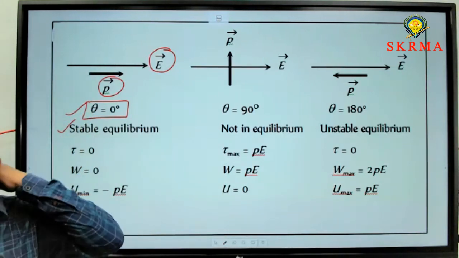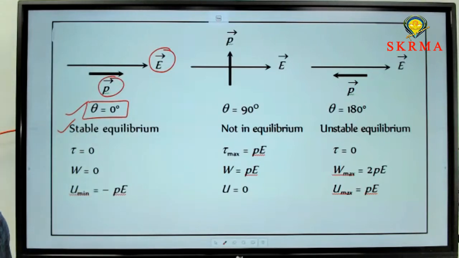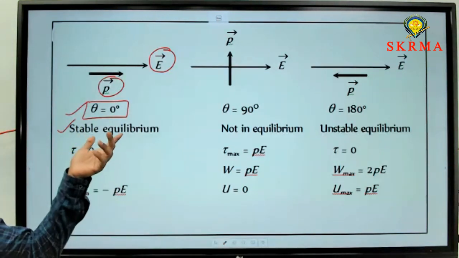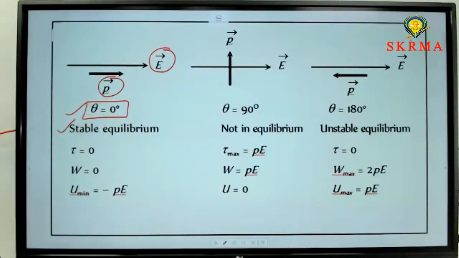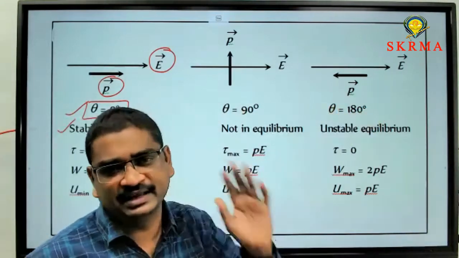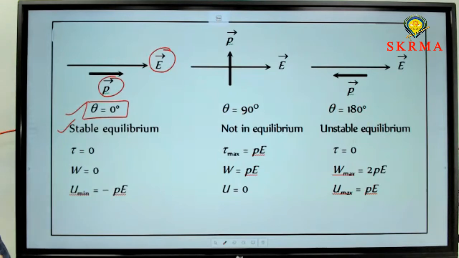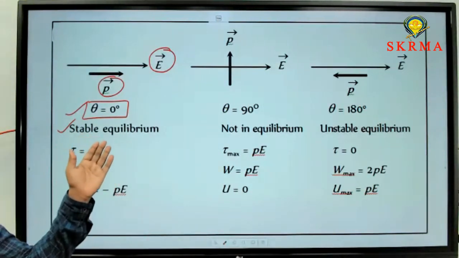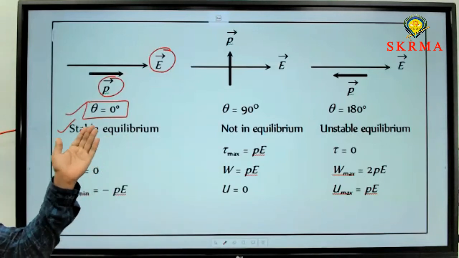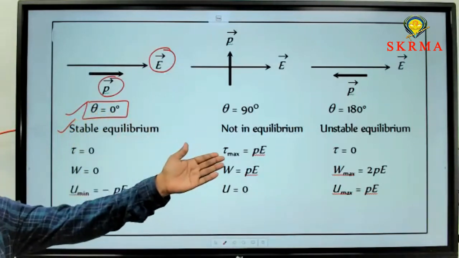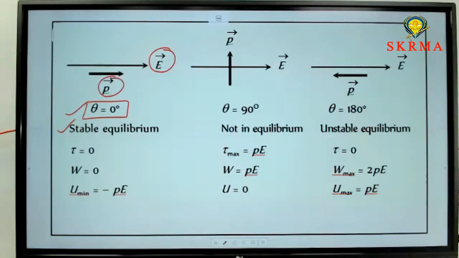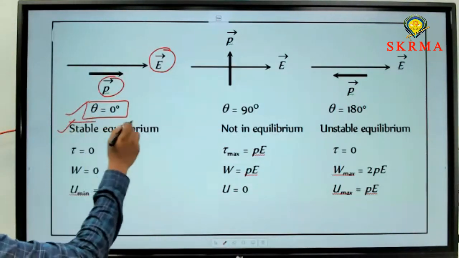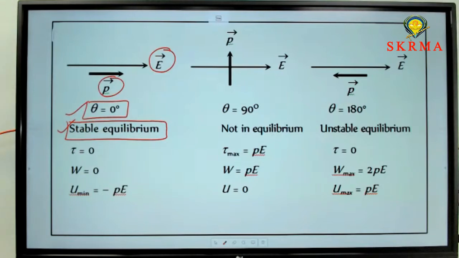Sometimes in the question they will give that the dipole is rotated from stable equilibrium to unstable equilibrium. They will specify like that only. So stable equilibrium means the angle we need to take is 0. Unstable equilibrium means the angle should be 180 degrees. Sometimes they won't give any angles, so they may specify that the dipole is rotated from stable equilibrium to unstable equilibrium. Stable equilibrium means theta is 0. Unstable equilibrium means theta is 180. Just remember that one.